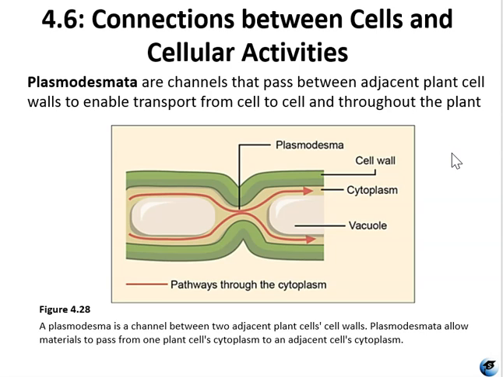Structurally, an individual channel consists of the cytoplasmic sleeve that is formed between the endoplasmic reticulum and the plasma membrane, and then this here is figure 4.28 that shows the plasmodesmata between two plant cells. So this here is a plant cell, this here is a plant cell, and this is a plasmodesma that is connecting the two to each other.